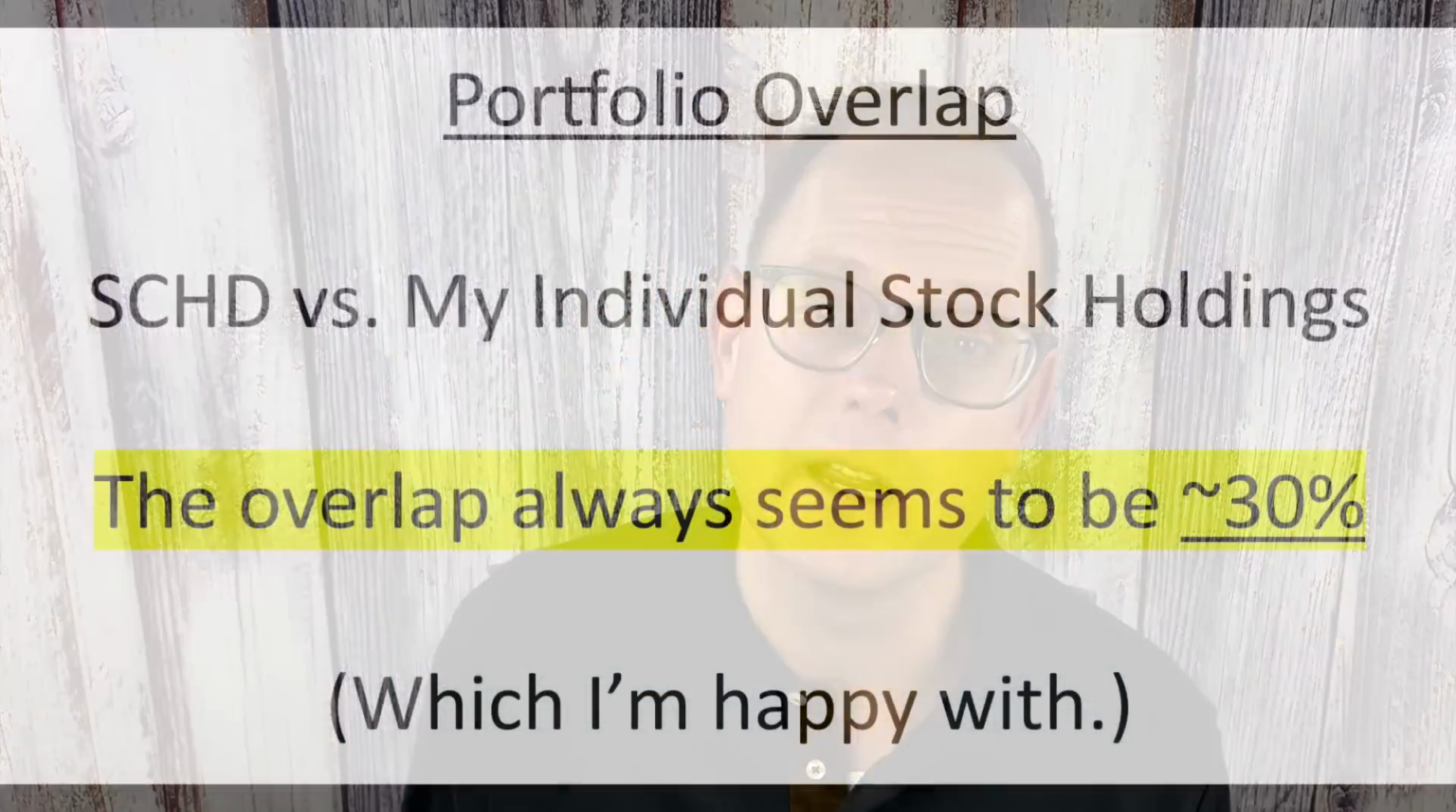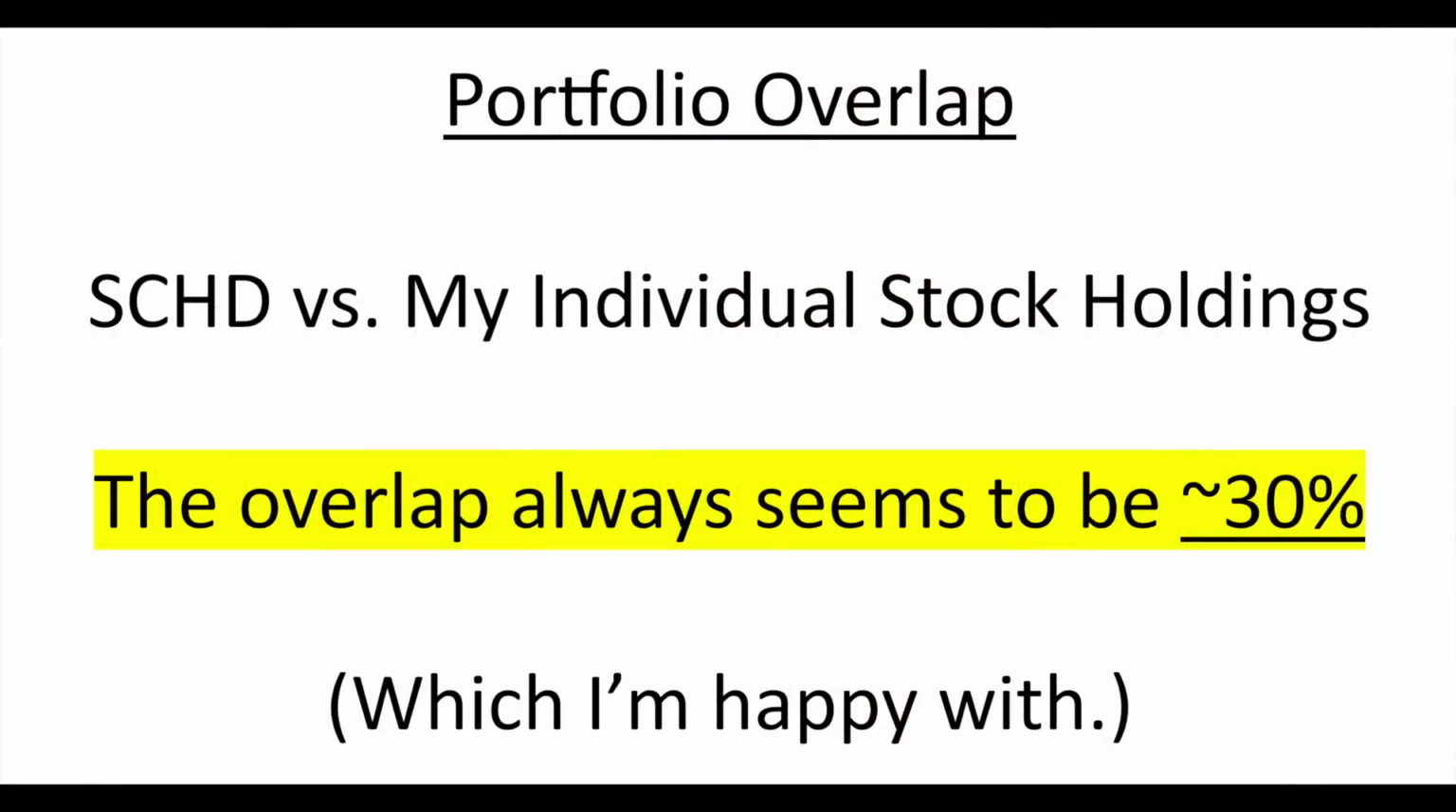And the value for me in this ETF is the fact that it brings instant diversification to my portfolio. And so I'm always curious to understand, how does that overlap look? Thankfully, it's still around 30%. It's always around 30%.